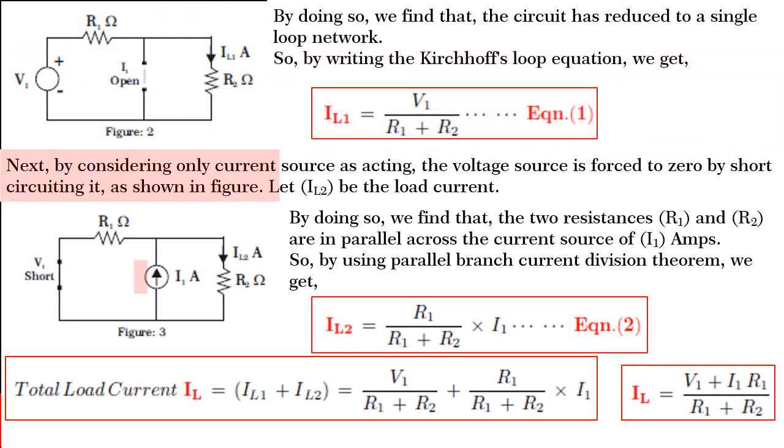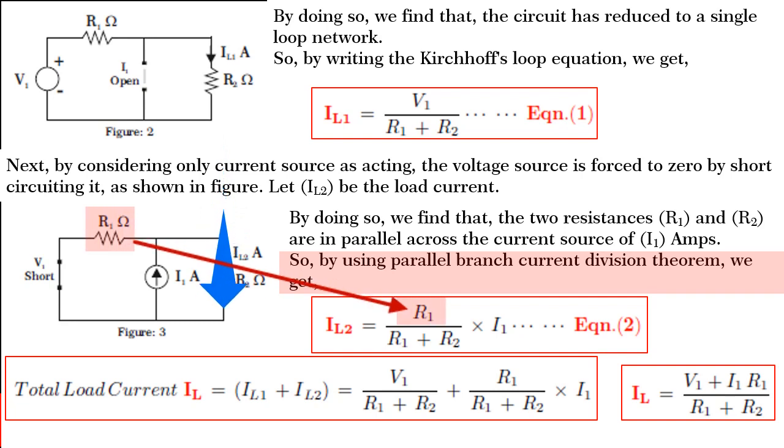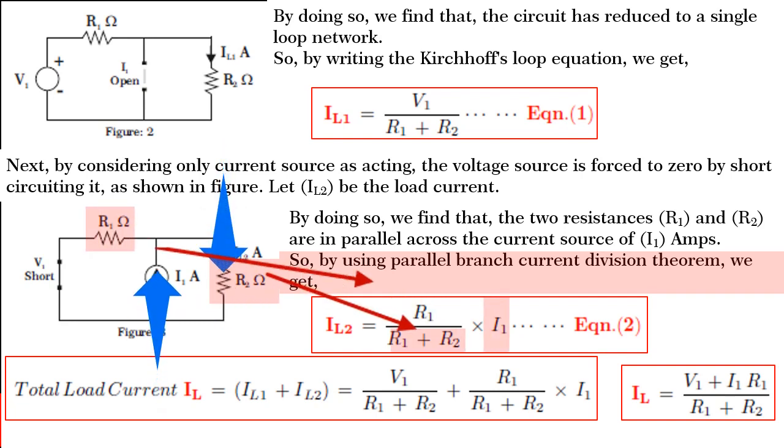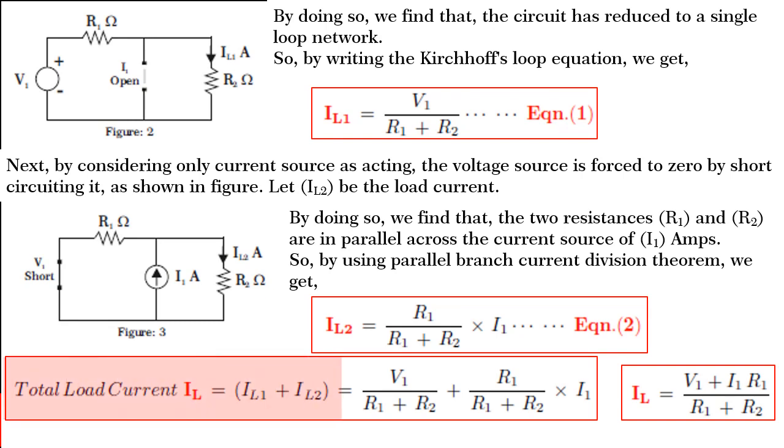Next, by considering only the current source as acting, the voltage source is forced to zero by short circuiting it, as shown in figure. Let IL2 be the load current in R2. By doing so, we find that the two resistances R1 and R2 are in parallel across the current source of I1 amperes. So, by using the parallel branch current division theorem, we get IL2 is equal to R1 divided by R1 plus R2 into I1. Now, the total current IL is equal to IL1 plus IL2.